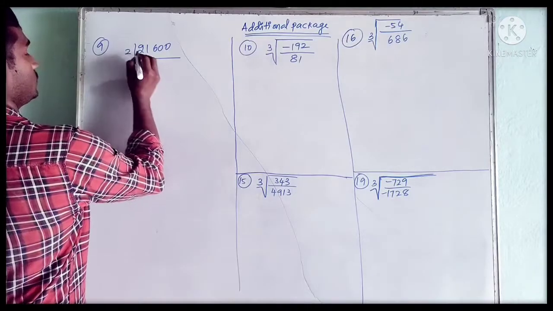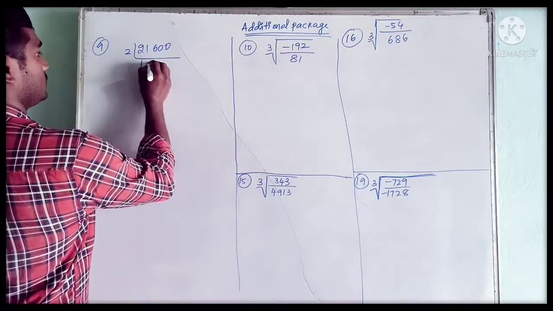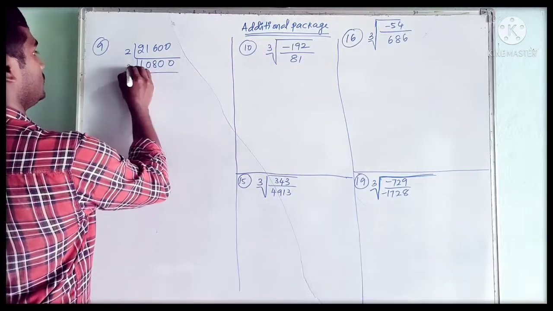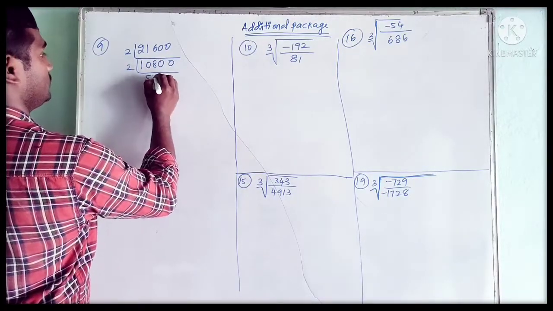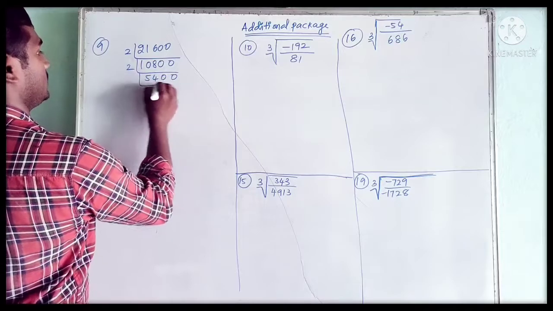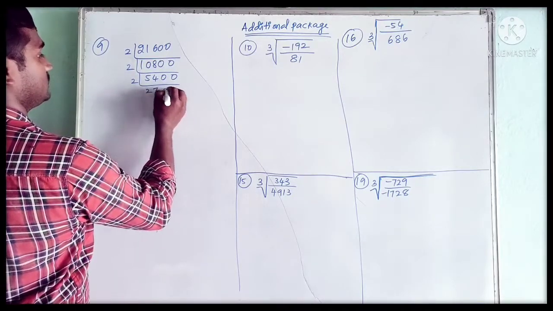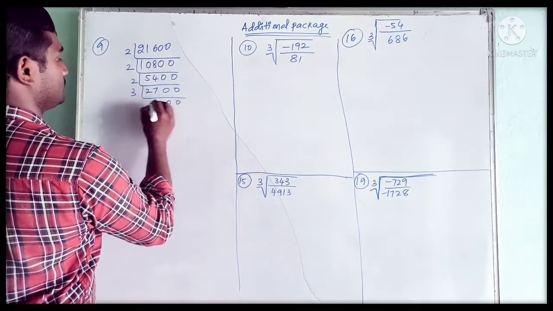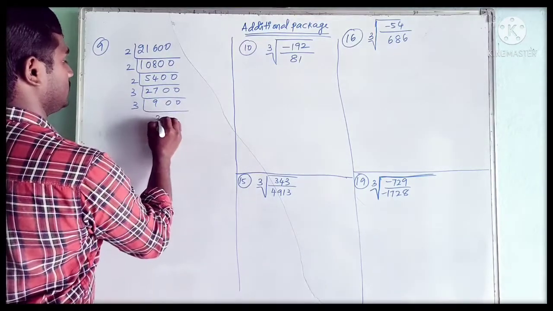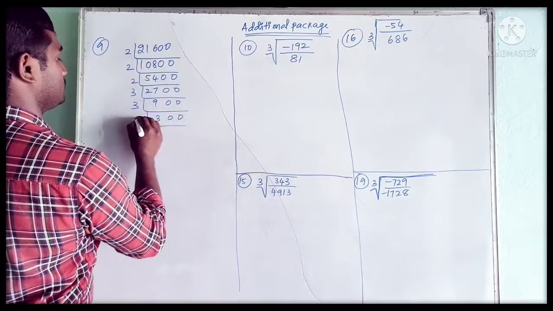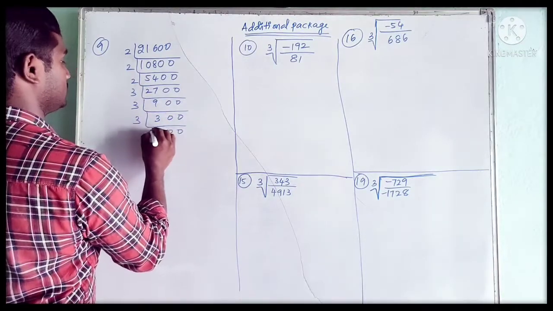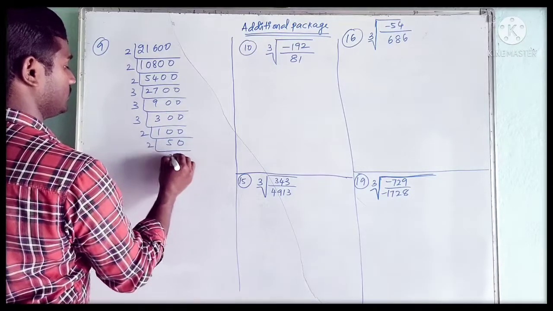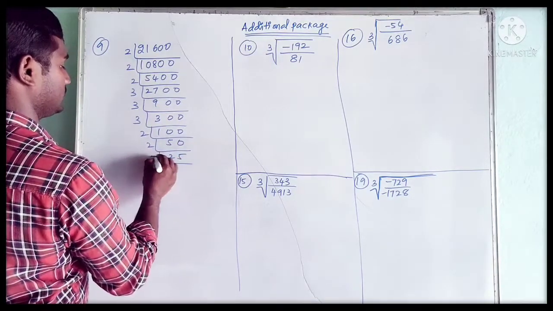So 2 1s are 2, 2 8s are 16, 0 0. Next, 2 5s are 10, 4 0 0. Next, 2 2s are 4, 7 0 0. Next, 3 table, 3 900s, 3 300s, 3 100s. Okay, next, 2 50s are, 2 25s are, 5 5s are.